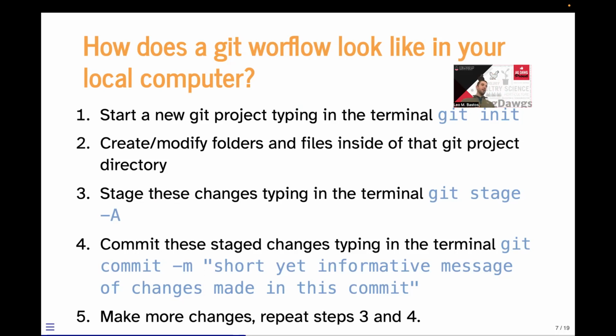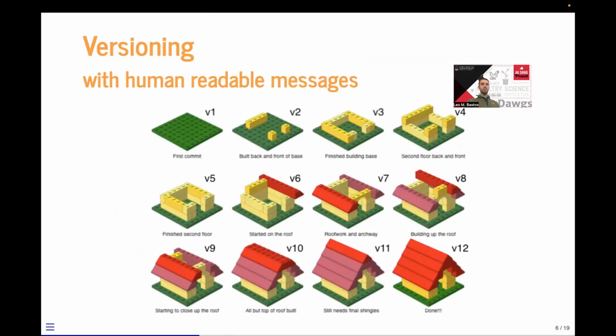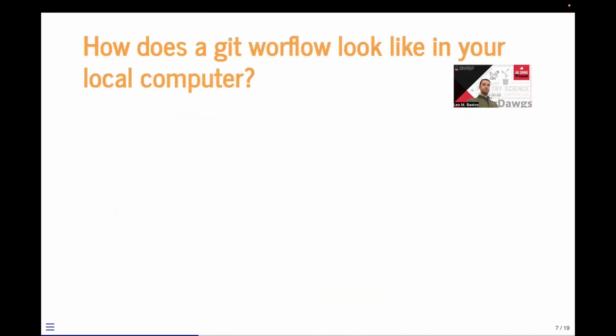So every time you come back and do something new, you would be staging and committing, staging and committing. Remember, stage and commit are the dual functions that take that snapshot for you. So each one of these versions that we saw before were stage and commit, stage and commit, stage and commit, and so on.